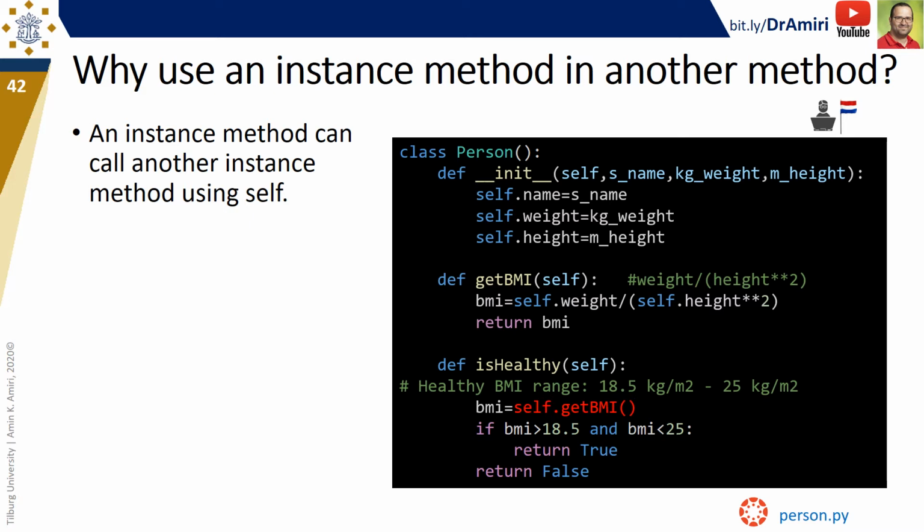This class has three instance attributes, name, weight, and height, that are created in the initializer. The class also has a method called getBMI that calculates the body mass index. So you calculate this body mass index using the instance weight and height, and then it returns the BMI.